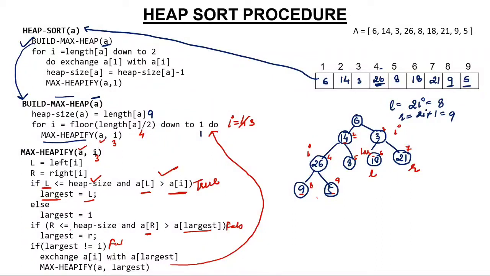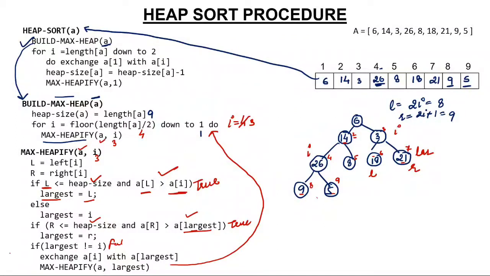I'll again check, is R less than heap size? Yes, R is 7 and 7 is less than heap size. Heap size is 9. What is A[R]? 21. Is 21 greater than A[largest], which is 18? Yes, it is greater. So this is also true, and the entire condition becomes true. So largest will become R. So this is not largest now, this is largest.